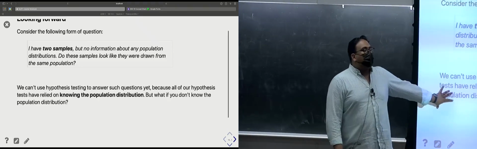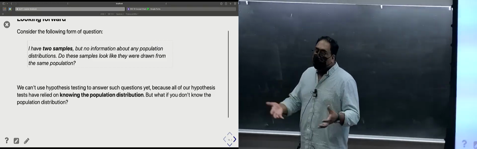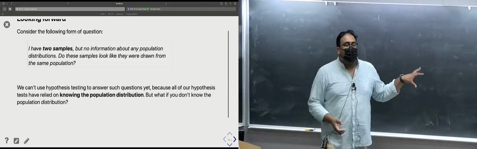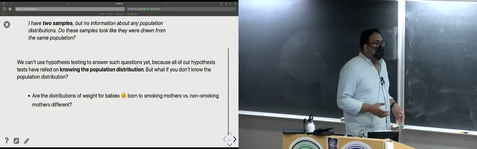But if we don't know the population yet, well then the logic in our previous examples doesn't really follow here. Right? And so what's an example of this? Well, here's the one that we're going to look at today.